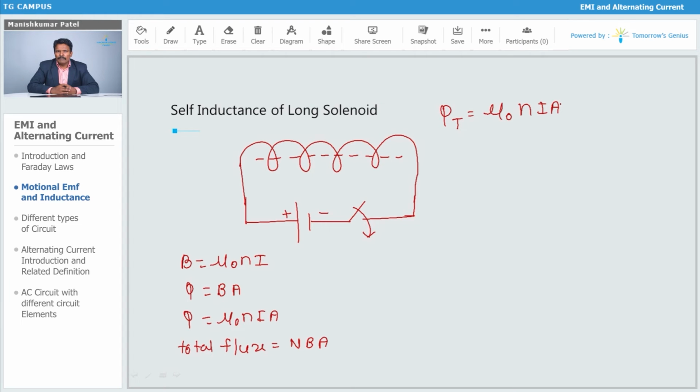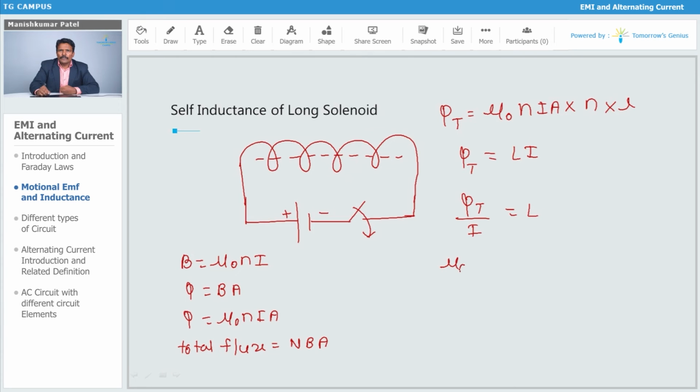At the same time, we can calculate the number of turns. This is the number of turns per unit length, n, multiplied by L. That is simply how you get the value of the total flux, the total flux associated with these N coils. Then we know that φ = L I. So φ_t upon I is equal to L.